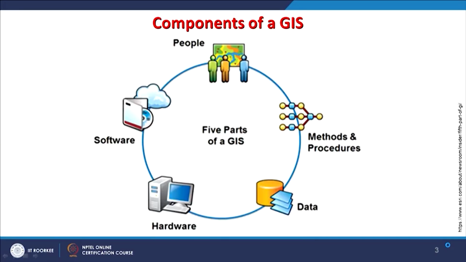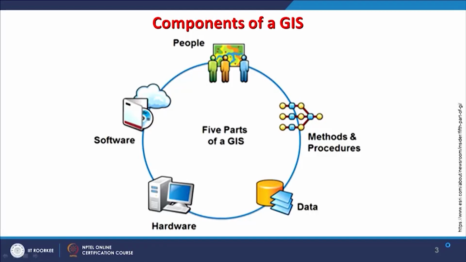Now, in different literature, books, or even web pages, you may find that people have different numbers of components for GIS. But I find that these 5 components best represent what GIS is. Every system will have its own components. For example, a desktop computer will have a screen, a keyboard, a mouse, a hard disk, a processor, and many other components. Similarly, GIS also has components.